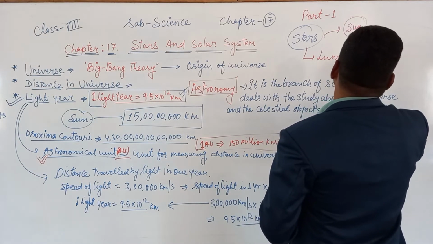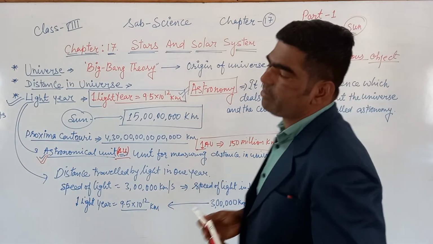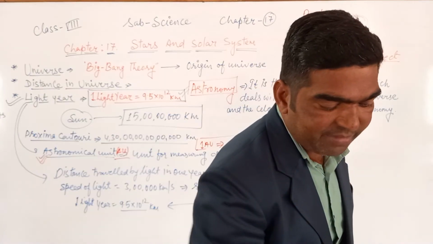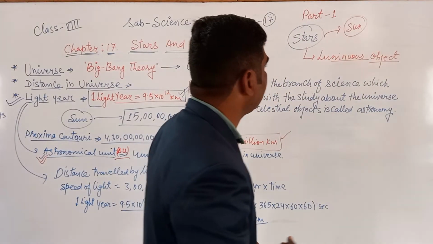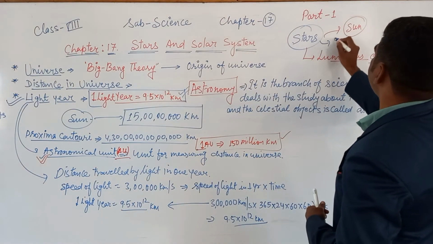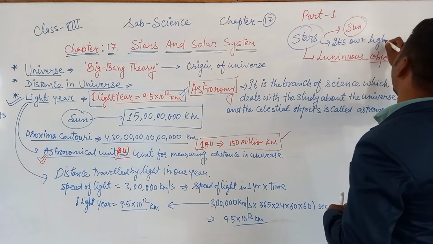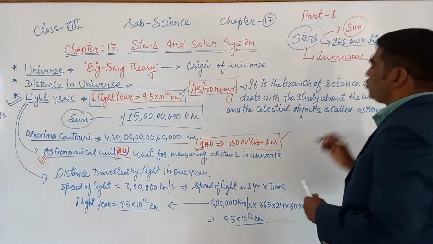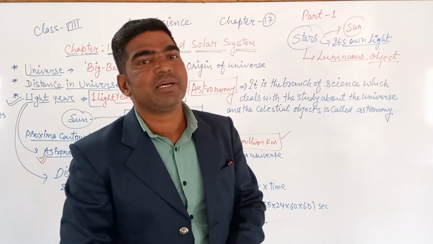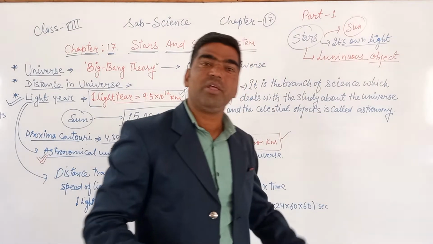These are known as luminous objects. Luminous object means the object which has its own light. So stars have their own light. कि जो स्टार्स होते हैं, स्टार्स में अपनी खुद की लाइट होती है, they release this own light. So these stars are known as luminous objects.